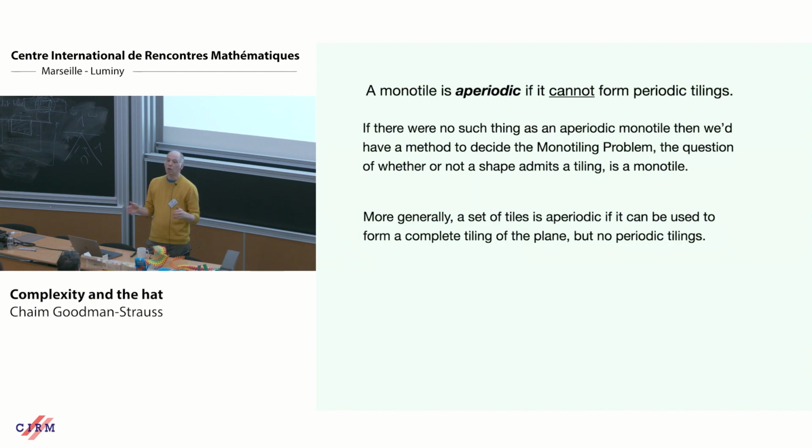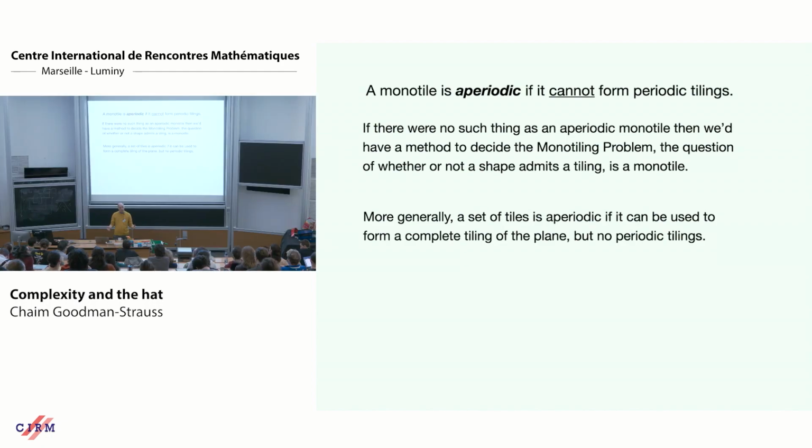What could go wrong? What could go wrong is that those procedures don't halt. How could they go forever? The only way they could go forever is if we enumerate larger and larger patches, and yet we don't ever find a periodic tiling. So the only thing that could go wrong is if there were an aperiodic set of tiles. And so that's the fundamental connection between these things.